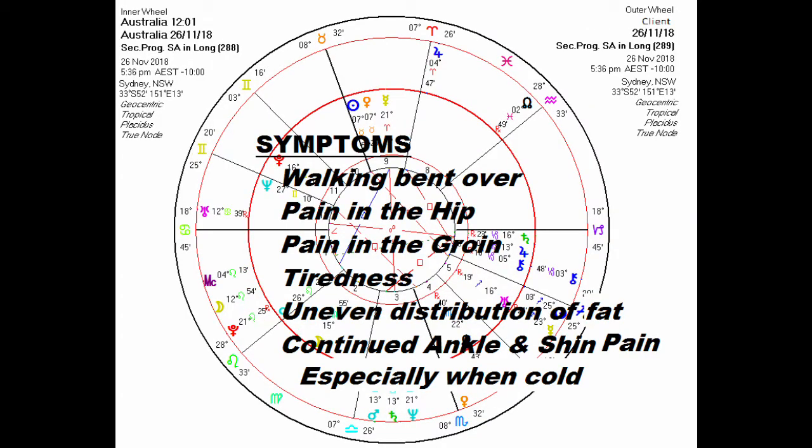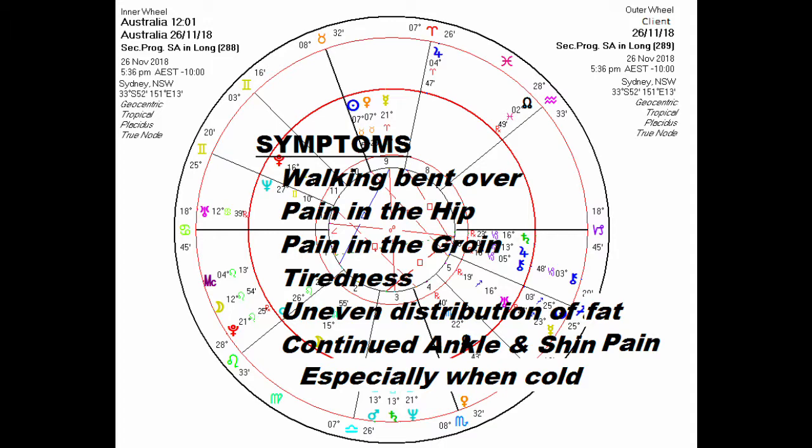The symptoms of the person were walking bent over, pain in the hips, pain in the groin, tiredness. There was also a continued ankle and shin pain, particularly in her right leg. Now, this was pain that was day and night, and it was particularly more painful when it was cold.